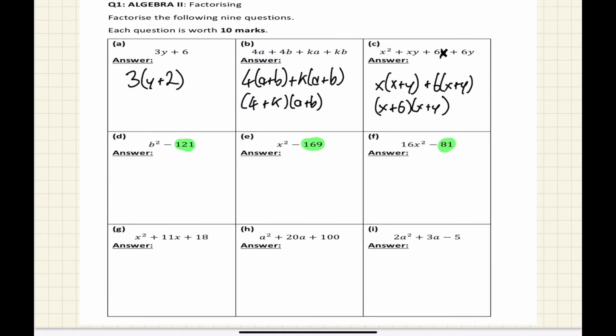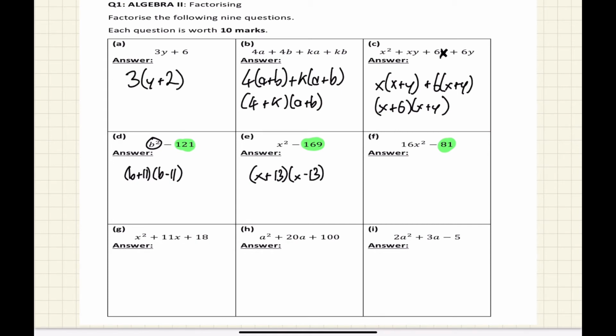When you identify a difference of two squares, the best way to approach this, in my opinion, is to just open up a double bracket like this. We'll start with this b squared. We'll put b here, a plus here, a minus here, and 11 by 11. One of them has to be positive and one of them has to be negative because you have a negative value there. The next one, again, open up your two brackets. x multiplied by x is x squared, a plus and a minus, 13 and 13. And there it is.